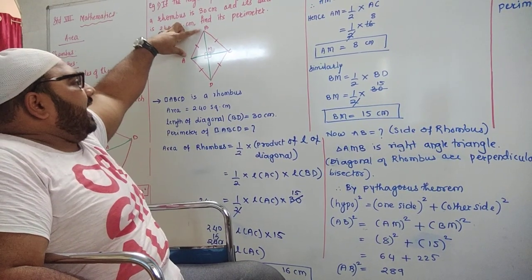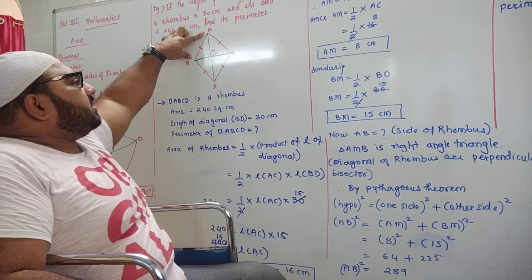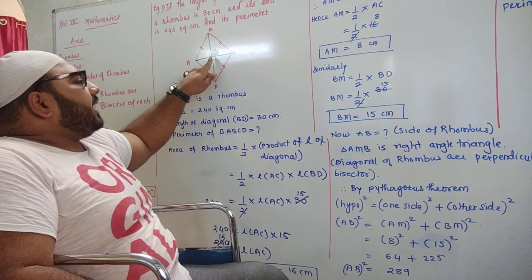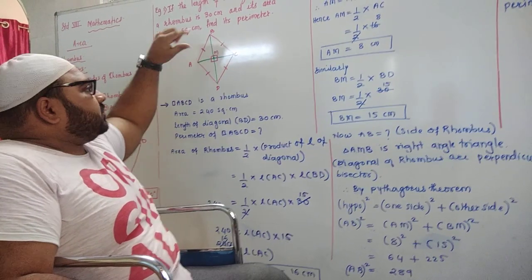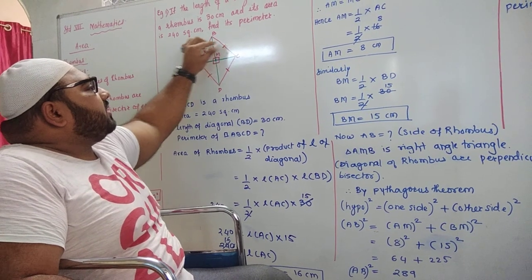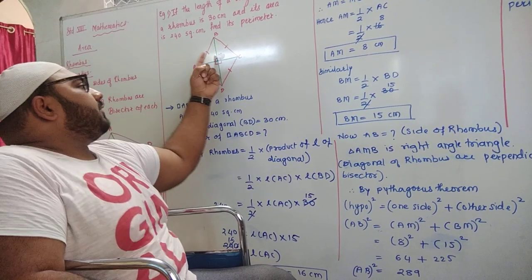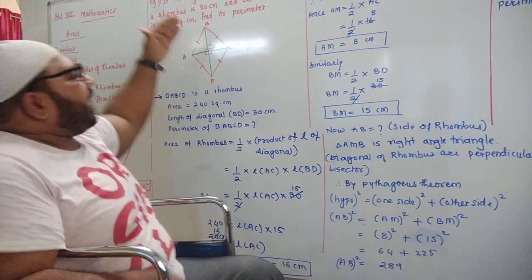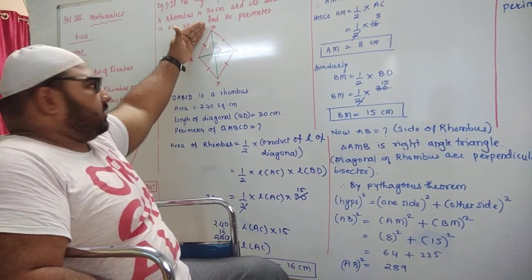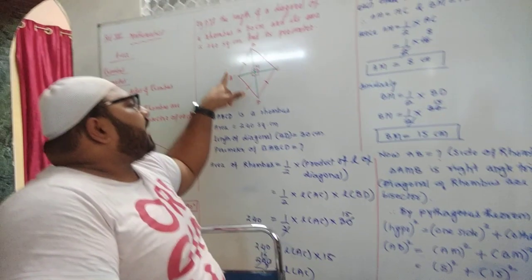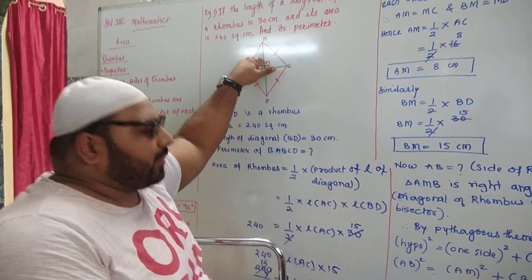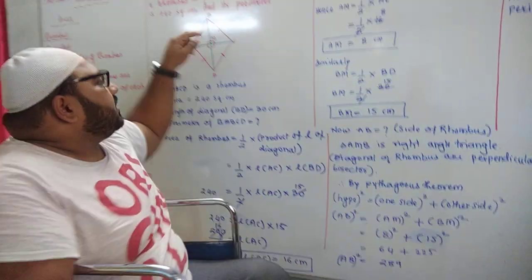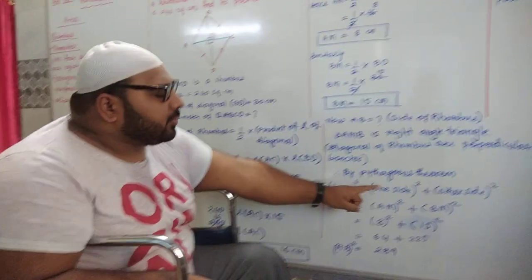Now we have to find out AB. Because the diagonals of the rhombus are perpendicular bisectors of each other, each angle here at point M becomes 90 degrees. So each triangle is a right angle triangle. Now we have 4 right angle triangles in this figure: 1, 2, 3, 4. You can choose any one right angle triangle to find one side of the rhombus. So we are choosing triangle AMB as a right angle triangle. So we can get AB by Pythagoras theorem, as AMB is a right angle triangle.